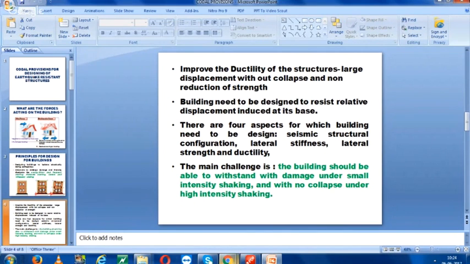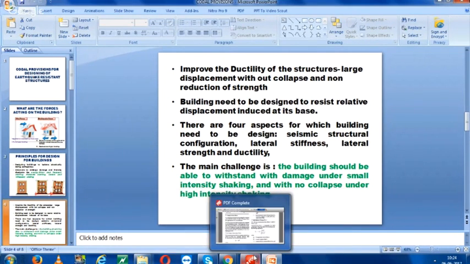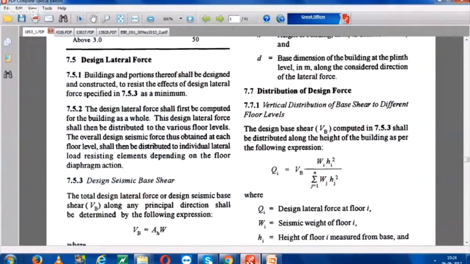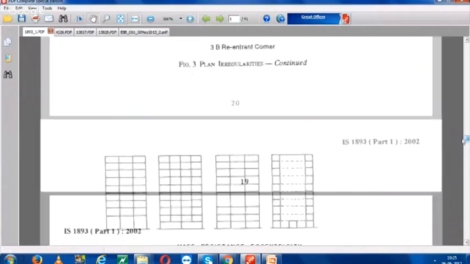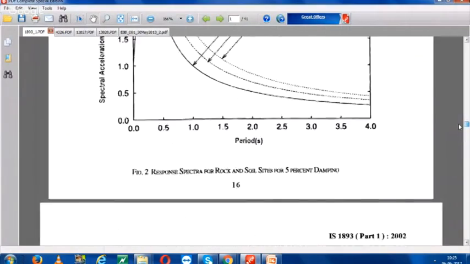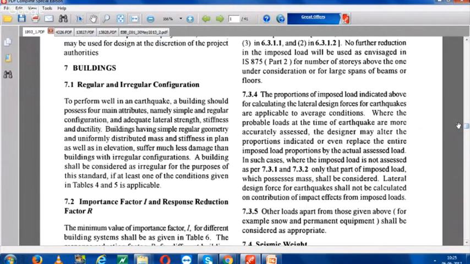Earthquake resistant design, in your codal provisions, if you see where that configuration is, the table is given here. On this page, regular and irregular configuration of the building. So here you have one question: list the failure modes of your building and safety measures for your building subject to earthquake. So you need to read this code and answer your question.